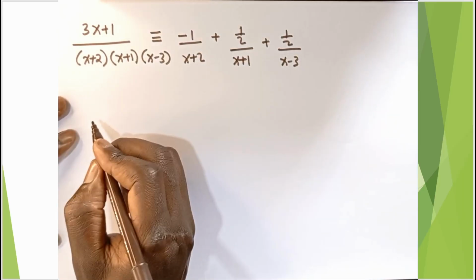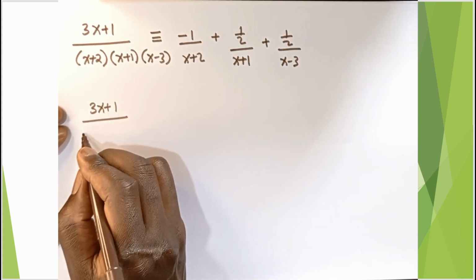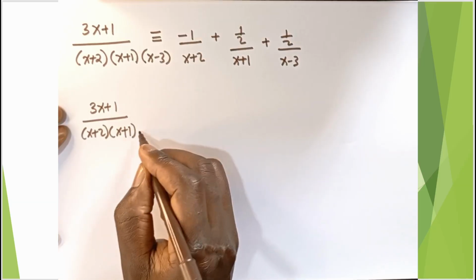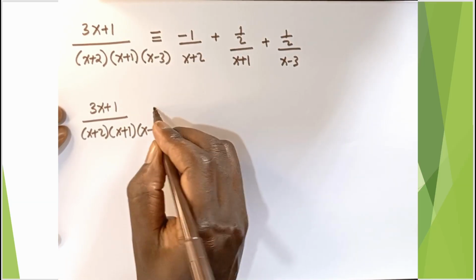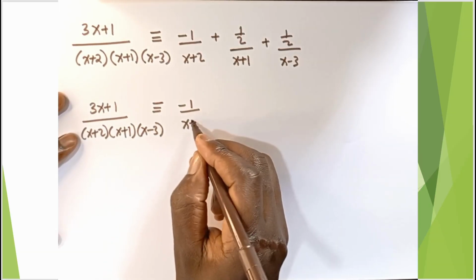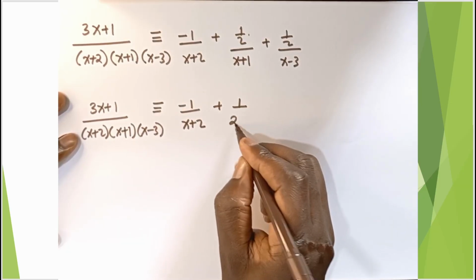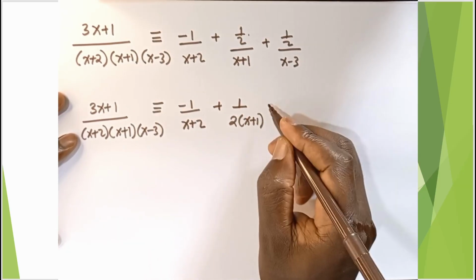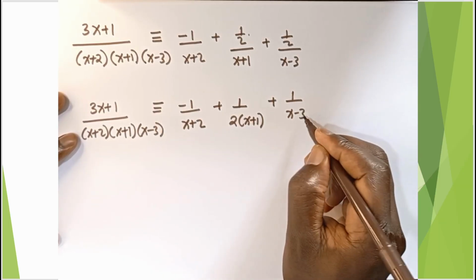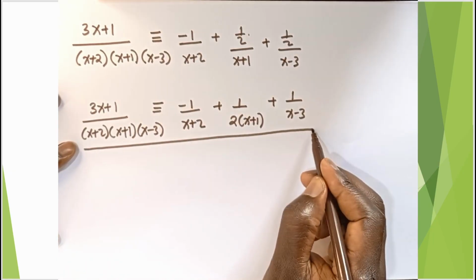Now simplifying that further and then finalizing it, we shall have 3x plus 1 out of x plus 2 into x plus 1 into x minus 3 being identically equal to negative 1 out of x plus 2. Now plus, we shall have this as simplified 2 into x plus 1, then plus we shall have 1 out of x minus 3. So this is the final simplified value.